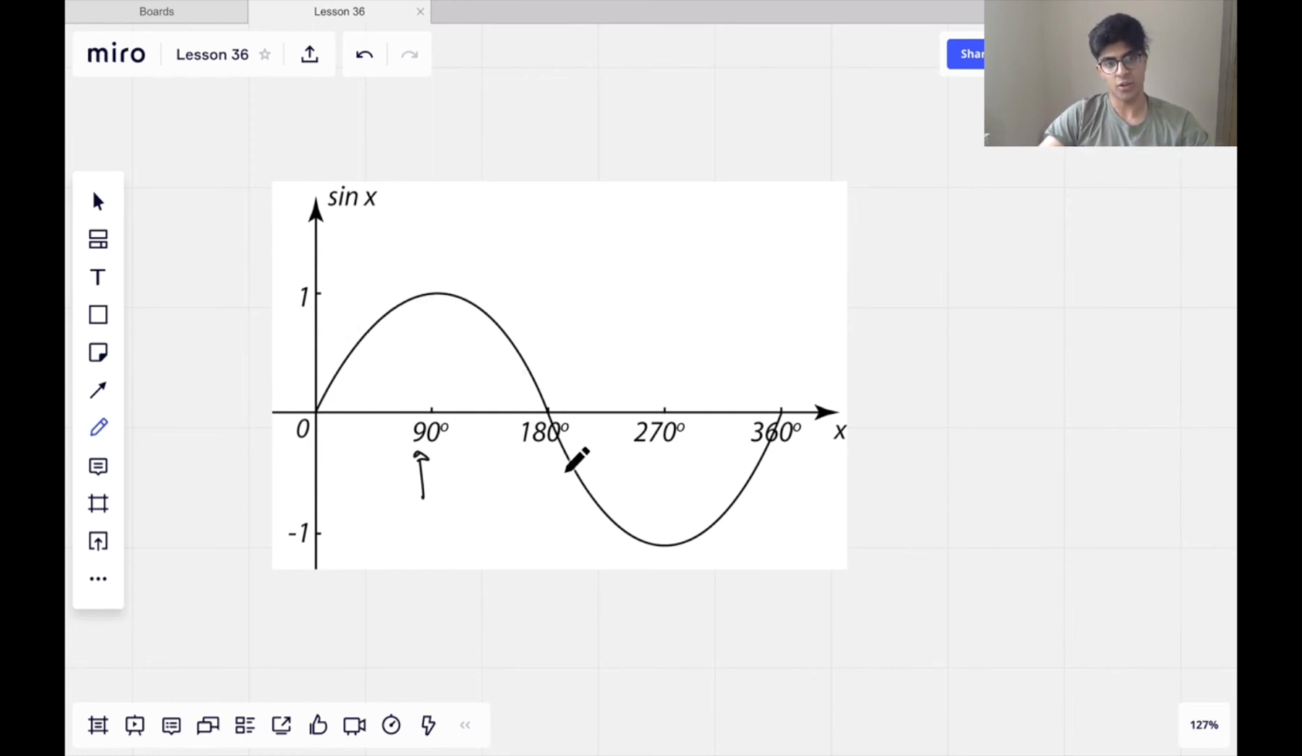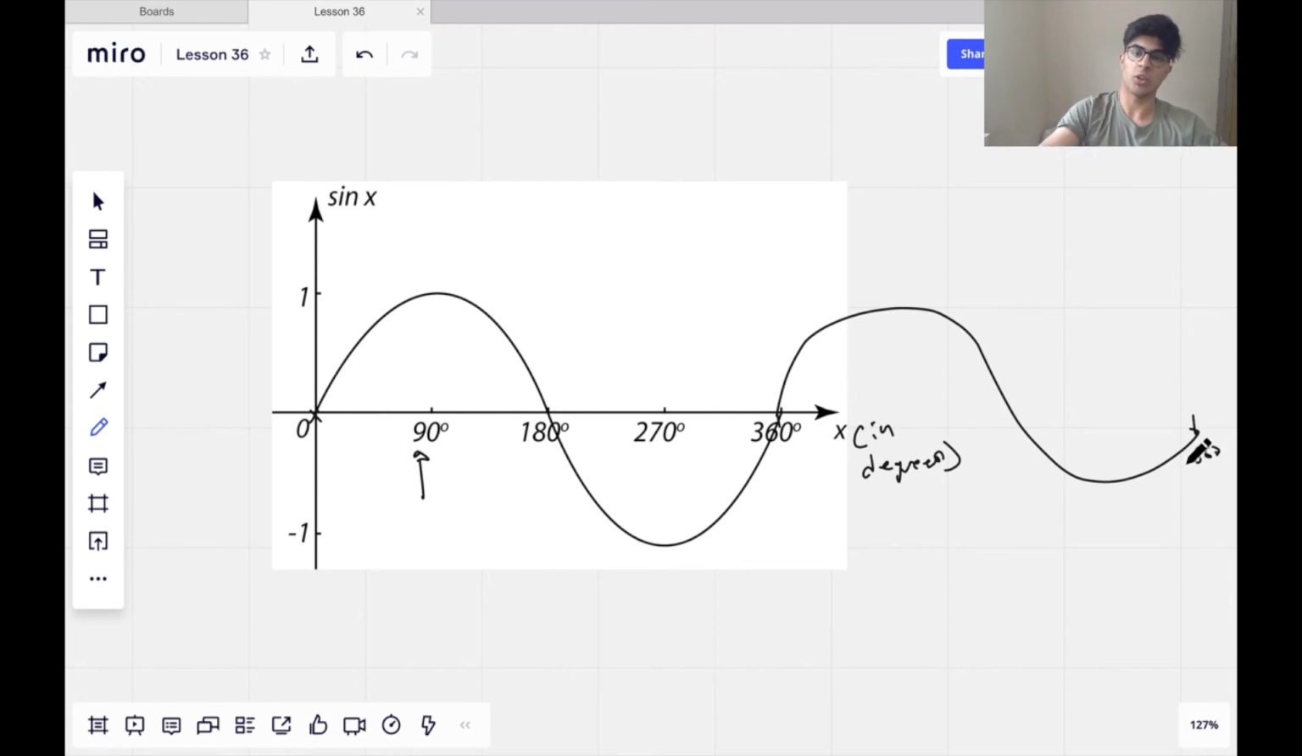It's a curve, and it's 0 when x is 0 degrees. Remember, I'll just write in degrees. Sine of x is 0 at 0 degrees, it's 0 at 180 degrees, and it's also 0 at 360 degrees. The interesting thing about sine is that it continues, and the pattern repeats every 360 degrees. It's what we call periodic.